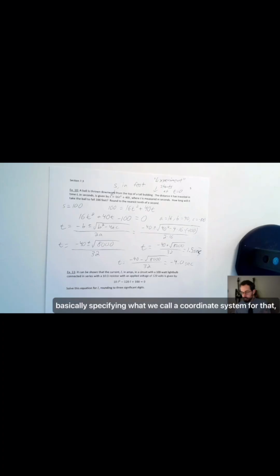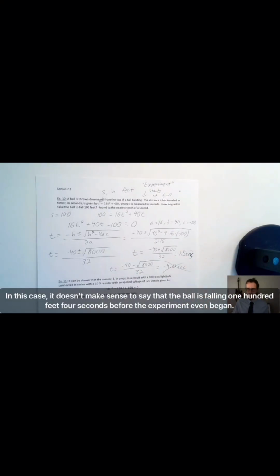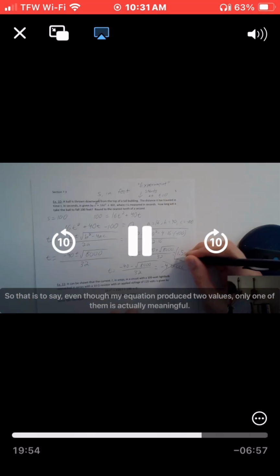Usually what we do is we say that point when we start gathering data is time t equals 0. It's basically specifying what we call a coordinate system for that, which means that anything that happens before the start sort of isn't really described by my experiments. In other words, this is a sort of nonsense answer. In this case, it doesn't make sense to say that the ball has fallen 100 feet 4 seconds before the experiment even began. That's weird. That's nonsense, right? So the algebra actually produced a value that in practice is a meaningless value. So that is to say, even though my equation produced two values, only one of them is actually meaningful.